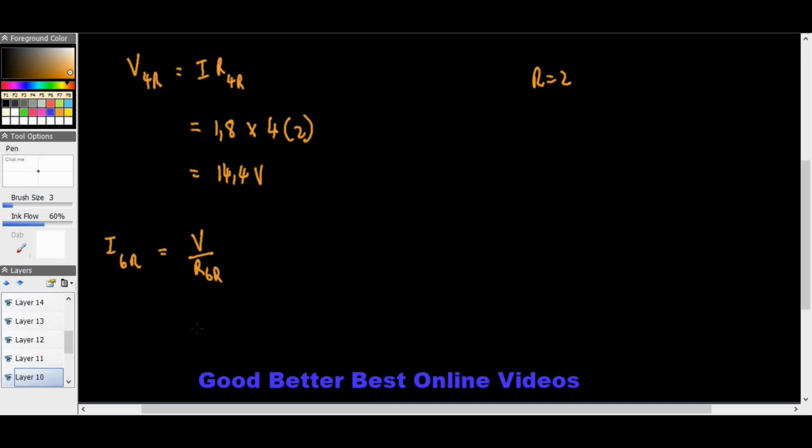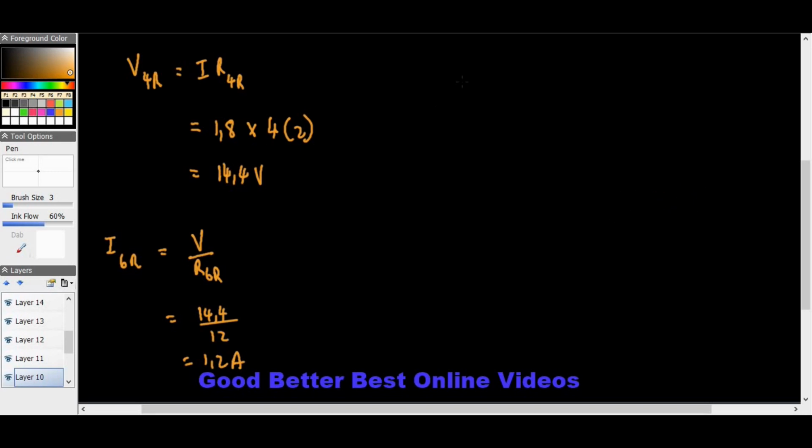Okay, R of 6R. Now 6R is equal to, of course, 6 times 2. The value of that's obviously going to be 12 ohms. So the voltmeter reading is again the same, 14,4 divided by 12. And that'll give you 1,2 amps. Okay, let me take these calculations away. They were just side calculations. We didn't need them for the question. Alright, cool.